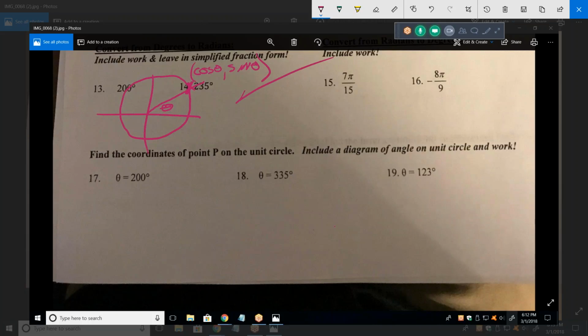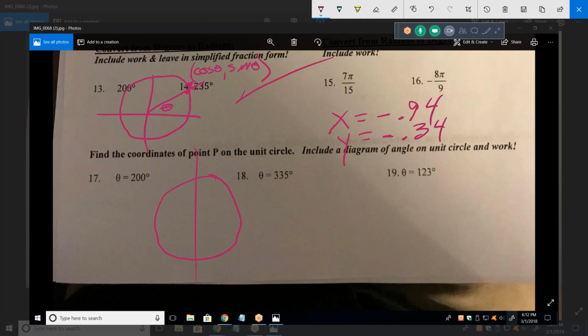It is 0.48. Don't think so. Cosine of 200 degrees. You're probably in radians. Oh, yeah. It's negative 0.94. Okay. So the x-coordinate is negative 0.94. Now take the sine of 200 degrees. That's going to be the y-coordinate. And that's negative 0.34.